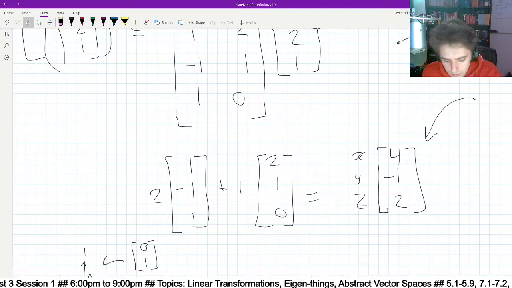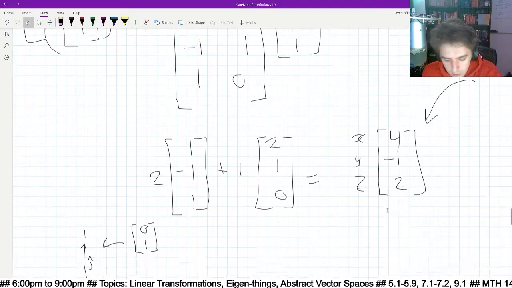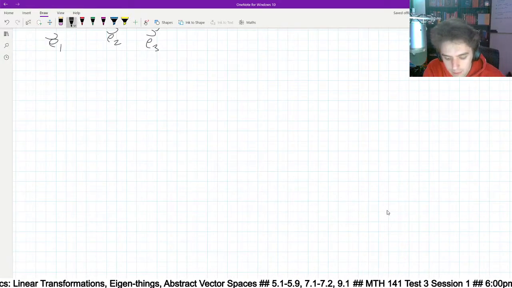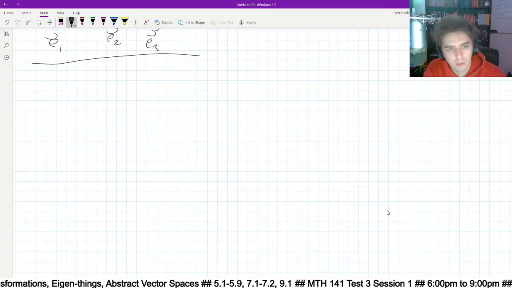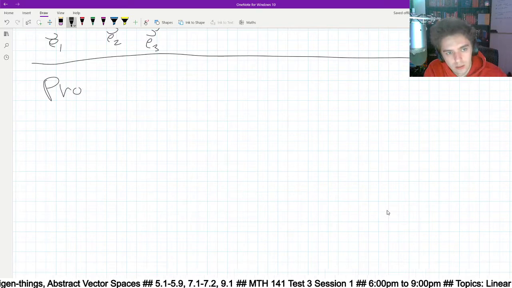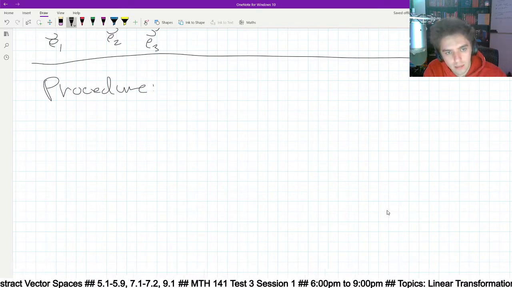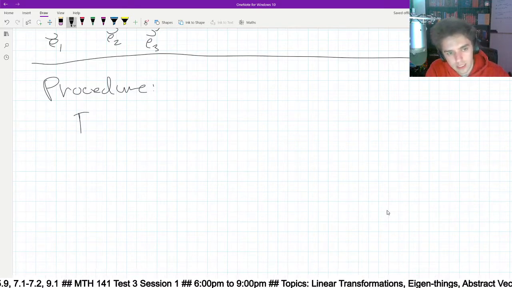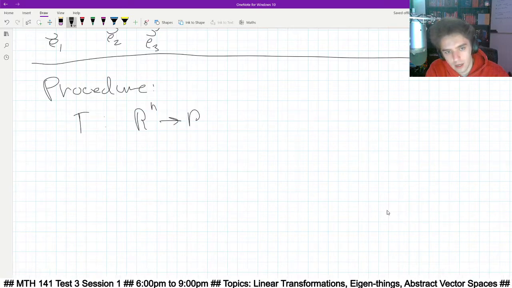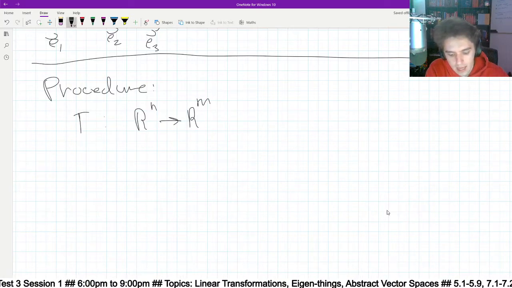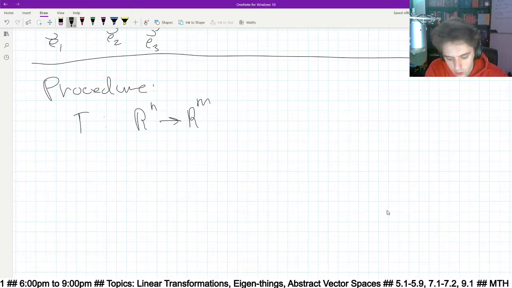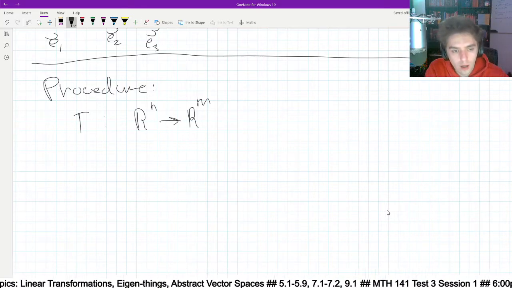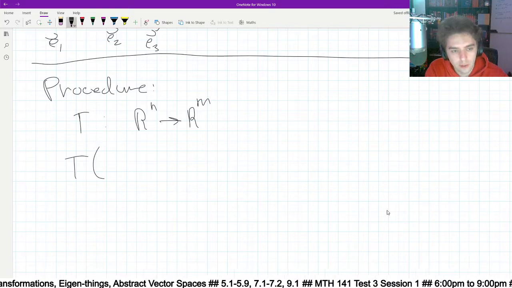Looking at the notes here for a second. So another thing is a procedure to find the matrix representation of T. Suppose you have a transformation T from Rn to Rm, and you know all of the transformed versions of the basis vectors.